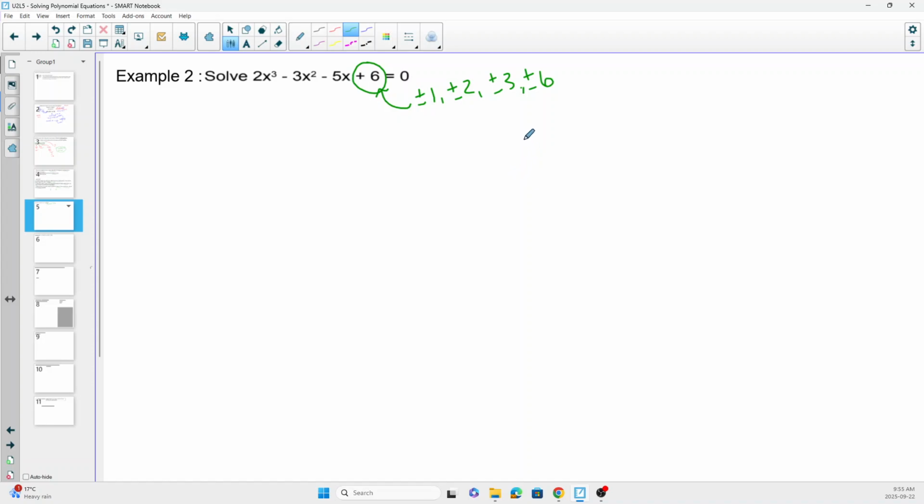So I just recommend that we always start with 1 for 2 reasons. It's the easiest one. If we sub in 1, nothing changes, right? 1 cubed times 2 is just 2. 1 squared times negative 3 is just negative 3. 5 times 1. So when I say nothing changes, it's so simple to figure out what it will be, because it will just be 2 minus 3 minus 5 plus 6. This would just be 1, this would just be 1, this would just be 1. 2 minus 3 is negative 5. Negative 5 minus 5 is negative 10. Negative 10 plus 6 is negative 4.